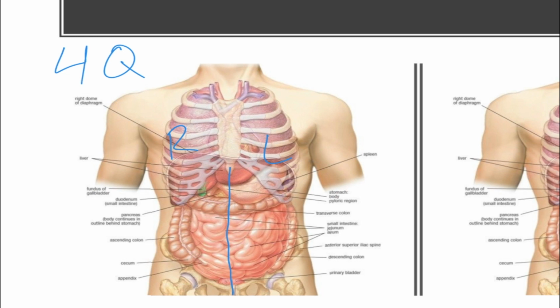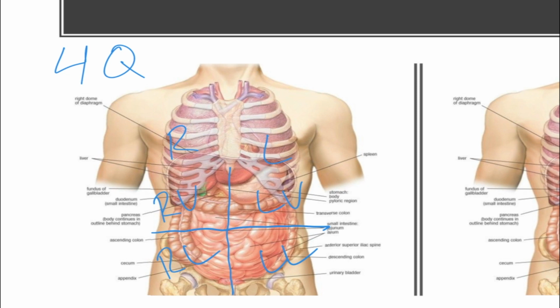So unfortunately in this picture we don't have our umbilicus, but it would be at around this level. And so now we have up and down, so we can just make this right upper, left upper, right lower, and then left lower. As I mentioned before, this comes in handy in several clinical scenarios.